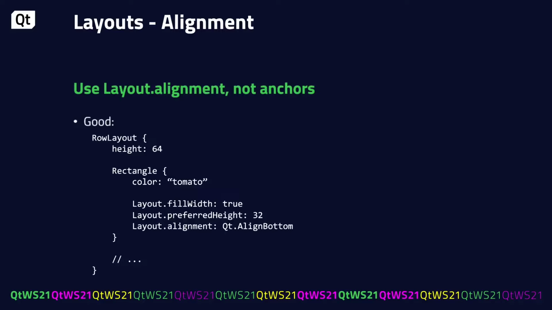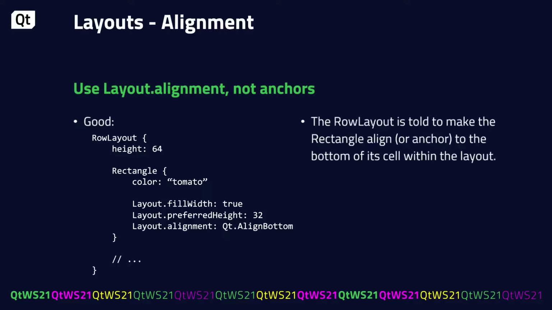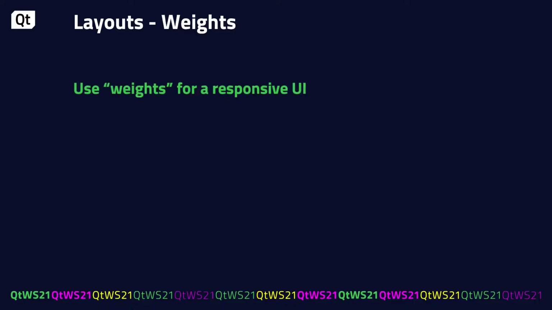So the correct way to do it is to use, again, the attached properties. In this case, you want to set layout.alignment to qt.alignBottom. And that will make the rectangle sit in the bottom of the cell.